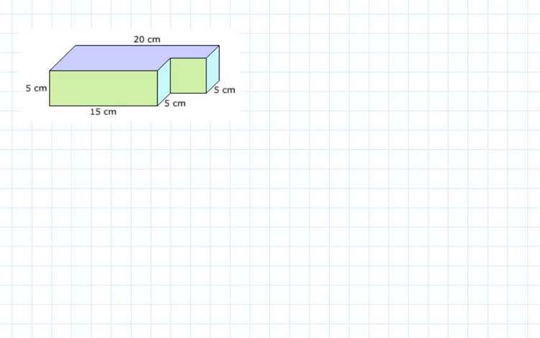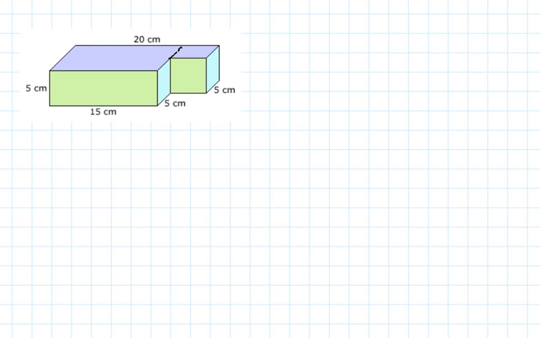Hello class. So for this shape here, let's find the surface area. The first thing you want to do is look at what the two different shapes are that you can draw here. The easiest thing to do is to look at this composite shape as two rectangular prisms.